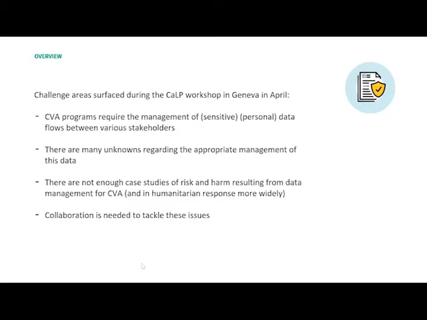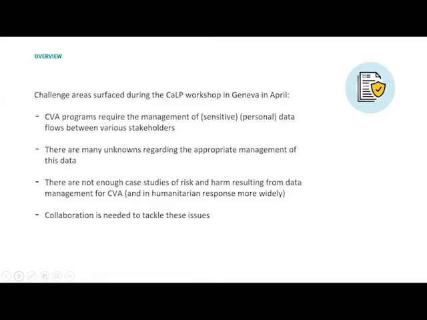And I'll be touching on this work around case studies in a little bit at the end of my presentation, because we're starting some work on developing such case studies for data responsibility together with the World Economic Forum. Final outcome of the workshop, to me at least, was that we really need collaboration to tackle these issues of data responsibility. No organization can handle these issues on their own.